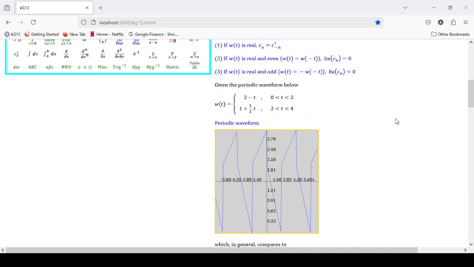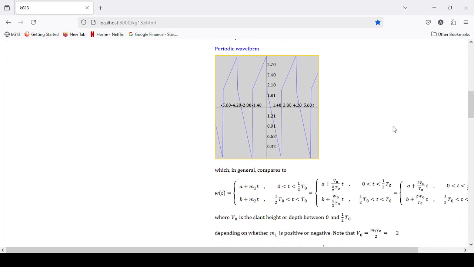Have a look in our problem here. Here the first one, the gradient is negative, and here the gradient is positive. What follows here is just a different way of writing this a plus m1t and b plus m2t. We can say, for instance, that m1 is given as v naught over half t naught, and m2 is given as w naught over half t naught.